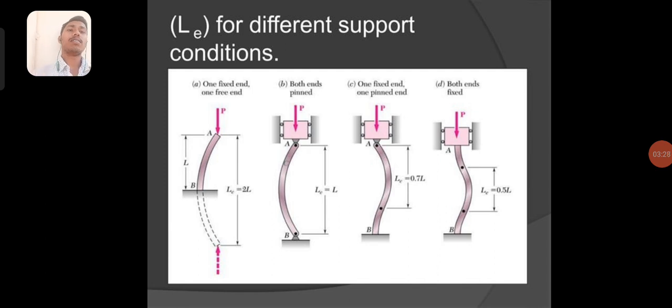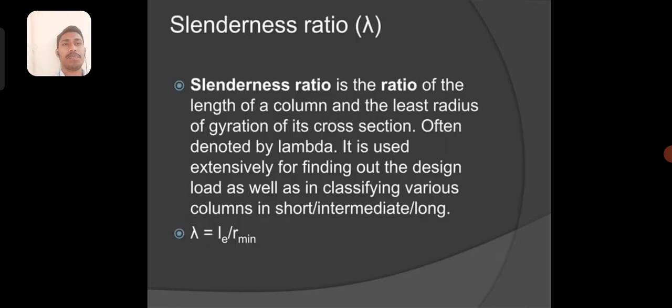LE for different support conditions: first, one end fixed and one end free, where LE equals 2L. The second, both ends pinned, where LE equals L. One end fixed and one pinned, where LE equals 0.7 into L, and both ends fixed, where LE equals 0.5 L.